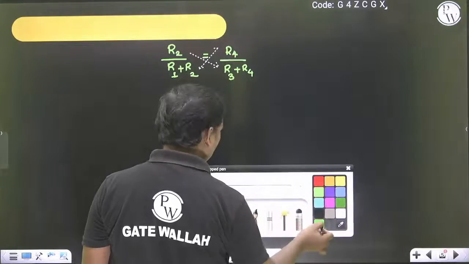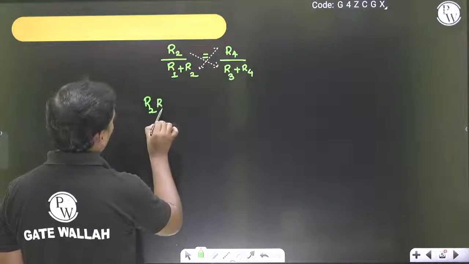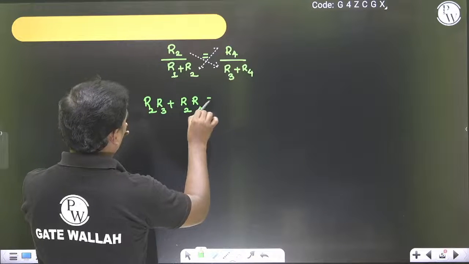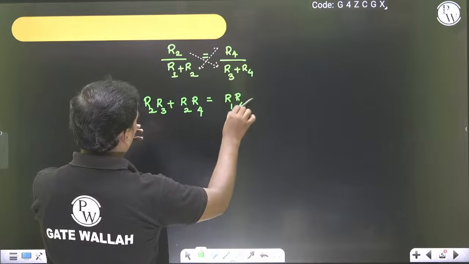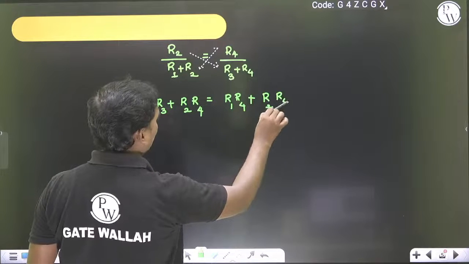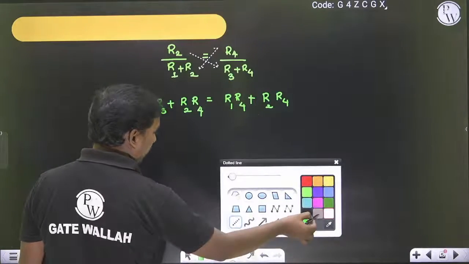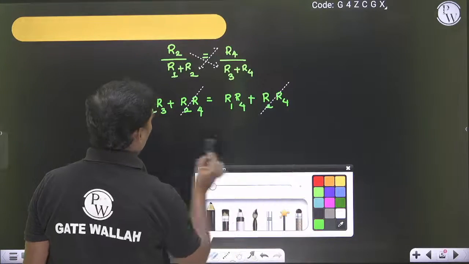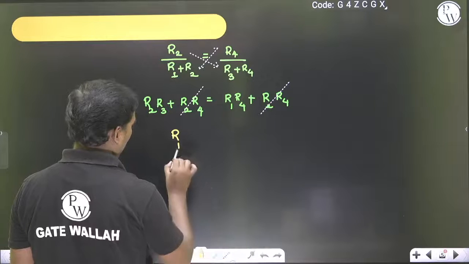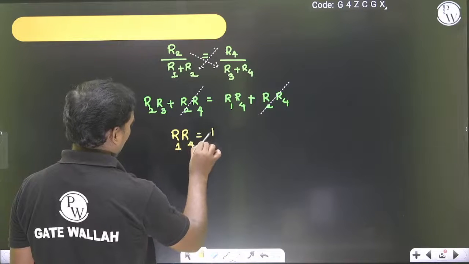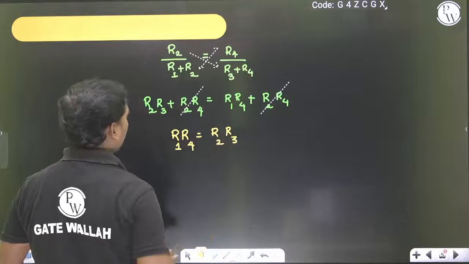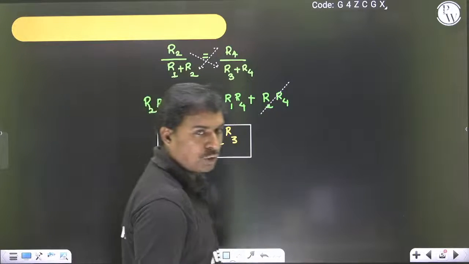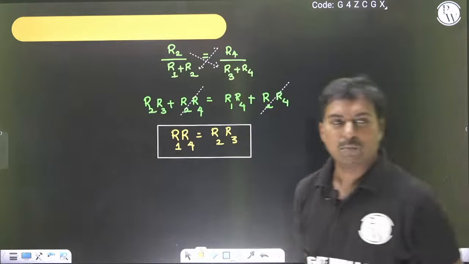R2 R3 plus R2 R4 is equal to R1 R4 plus R2 R4. So this R2 R4 gets cancelled. So R1 R4 is equal to R2 R3. So this is the bridge balance condition for the Wheatstone bridge. The product of opposite arms must be equal. So this is the bridge balance condition.